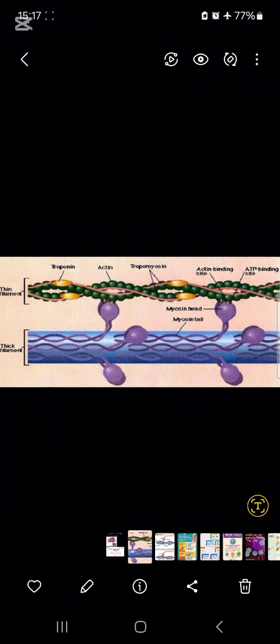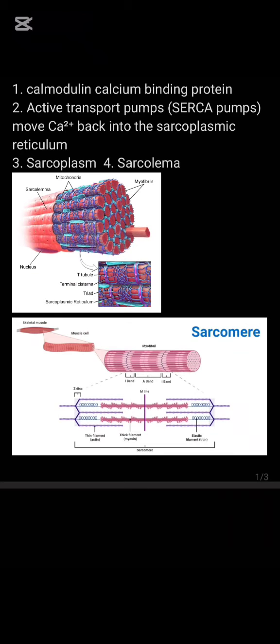Now during the recovery, what stage? Recovery. During recovery, the calcium ion moves back to the sarcoplasmic reticulum. Must keep it in your mind. What happens during recovery of muscles? Calcium ion moves back to the sarcoplasmic reticulum through the pump, which is known as SERCA. I'm showing you here. This SERCA pump helps in the movement of the calcium ion back to the sarcoplasmic reticulum during muscle recovery.